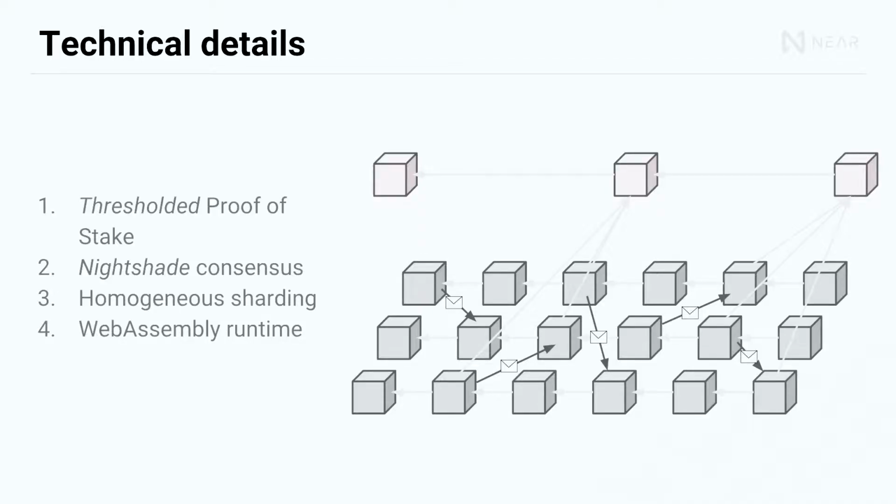So the second thing, we're using a BFT consensus, so Byzantine fault tolerant, which, one important thing that it allows us to do is actually not to have forks if the network operates correctly.